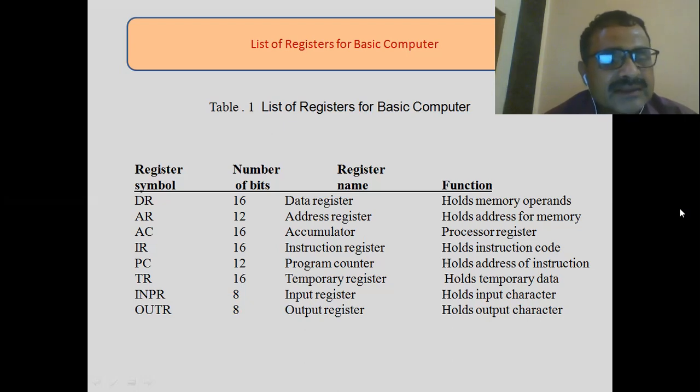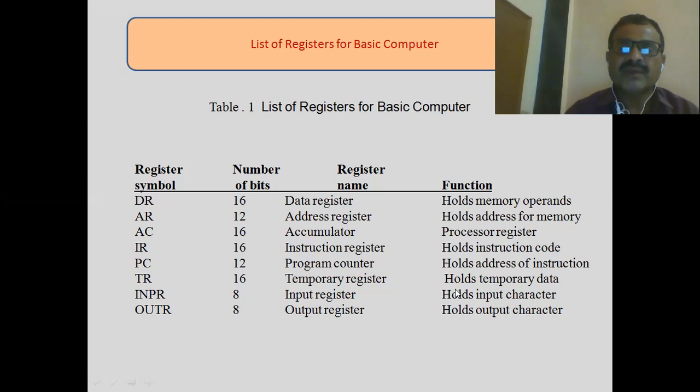And second last is the input register that is called INPR. It is always 8-bit, which keeps the input character which we have entered. And lastly, there is the OUTR, which is an 8-bit output register, which holds the output character to be sent out. So this particular table is very important, and very useful for memorizing the list of basic computer registers.